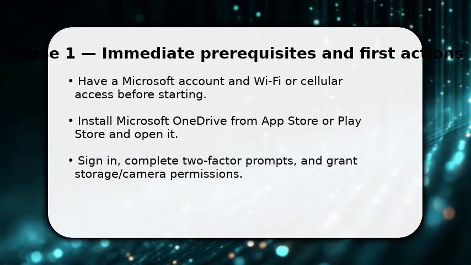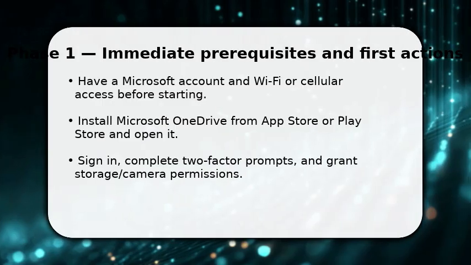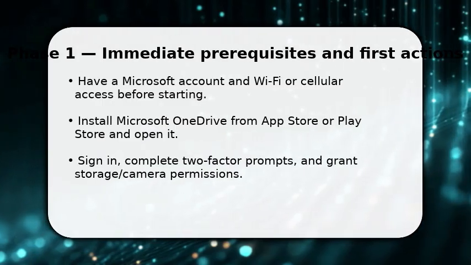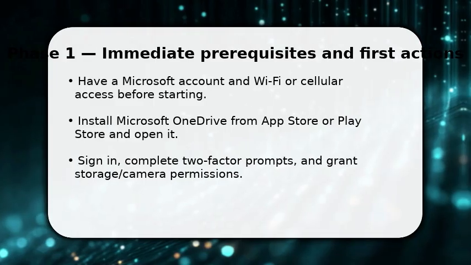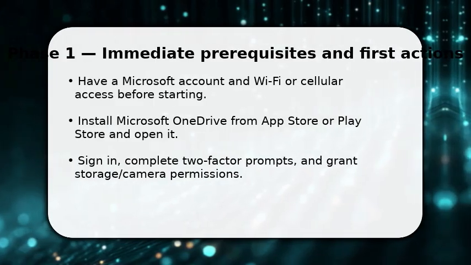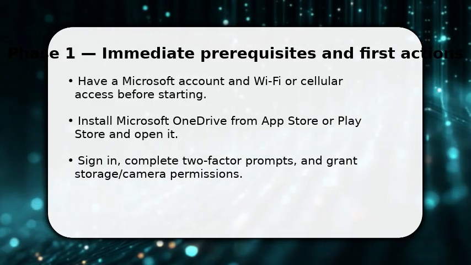You start by confirming two essentials, a Microsoft account and an internet connection. Once those are ready, open your phone's store. Tap Install on Microsoft OneDrive, then launch the app immediately.